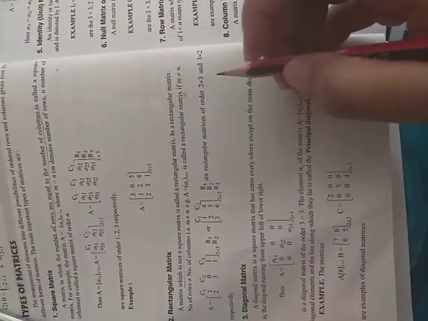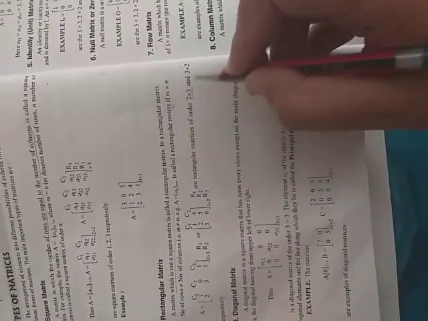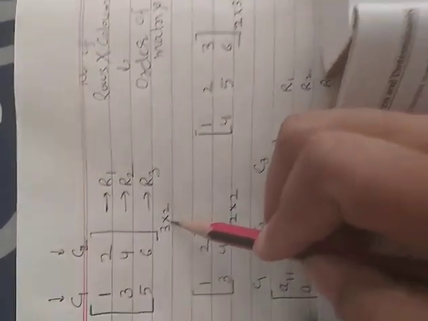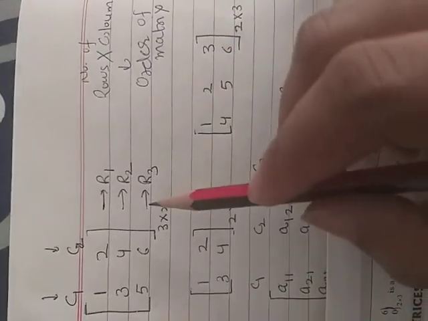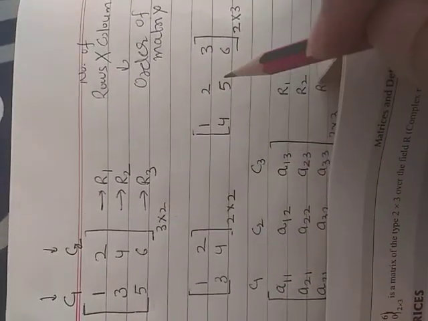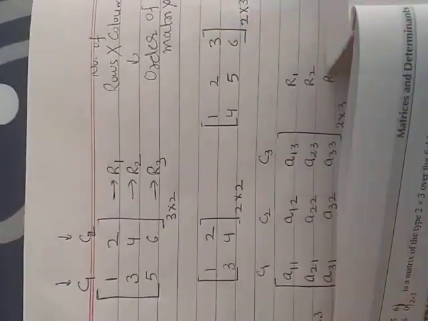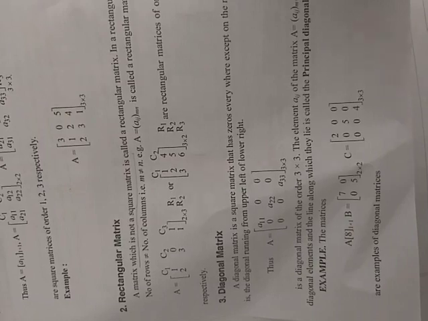Here one important thing you have to remember: a 2 by 3 matrix cannot be equal to a 3 by 2 matrix. Here also, look, in the example I took, this was a 3 by 2 matrix and this was a 2 by 3 matrix. So a 3 by 2 matrix is not equal to a 2 by 3 matrix. They are totally different. So order of a matrix is an important concept. You have to remember it.